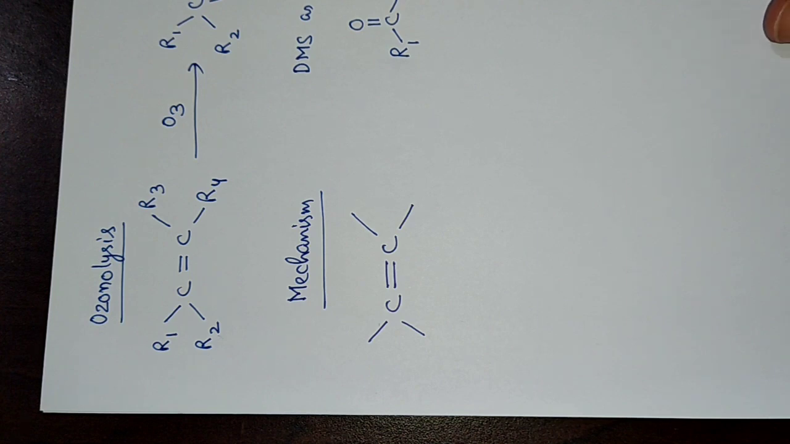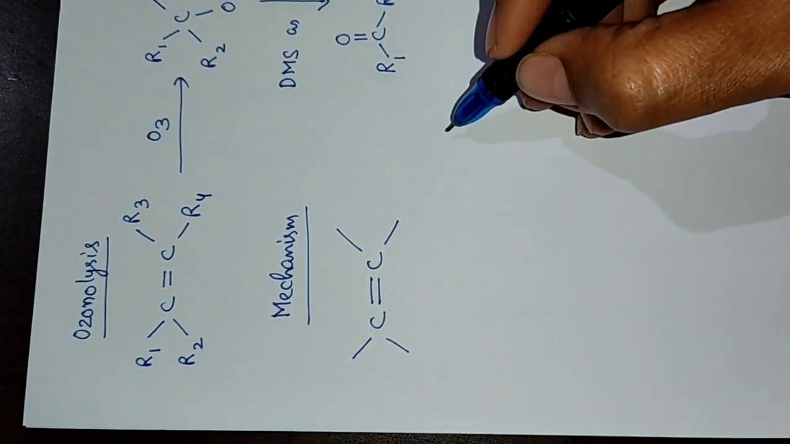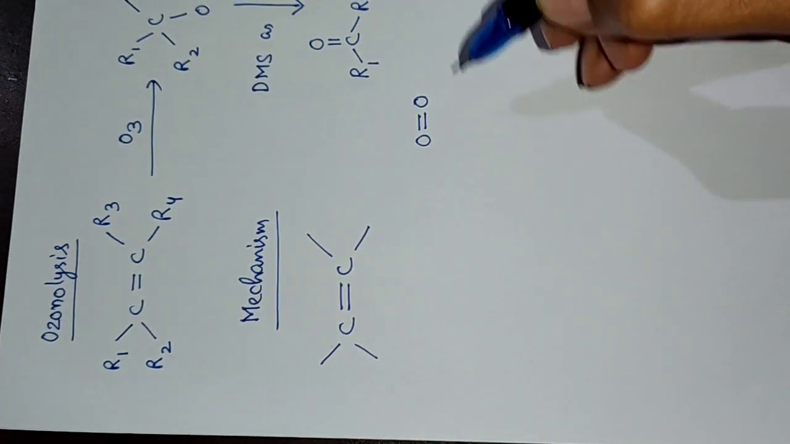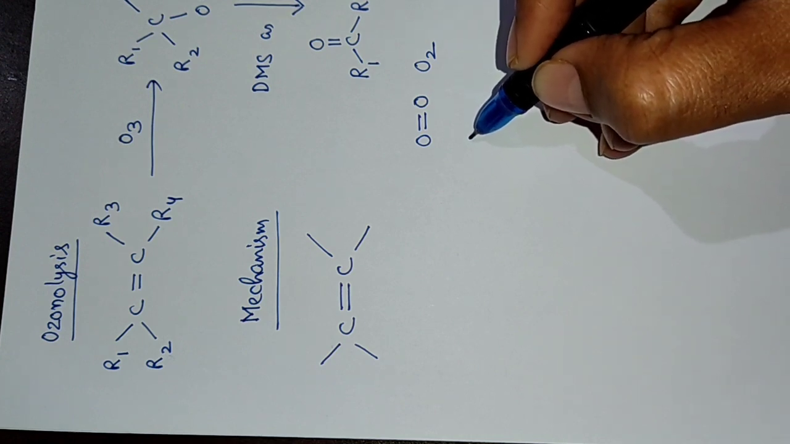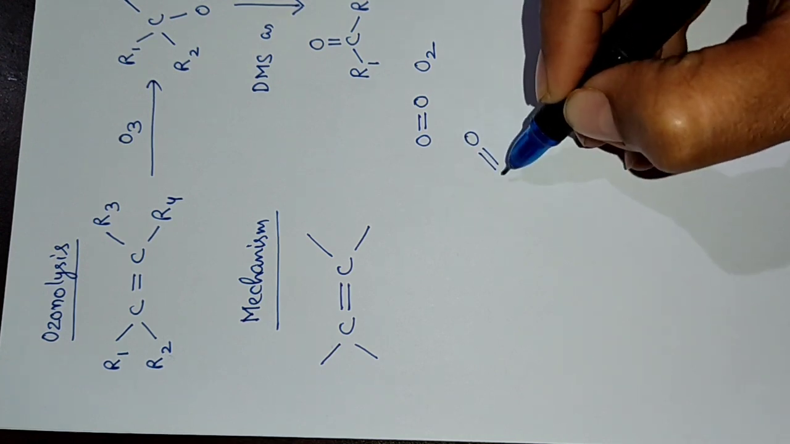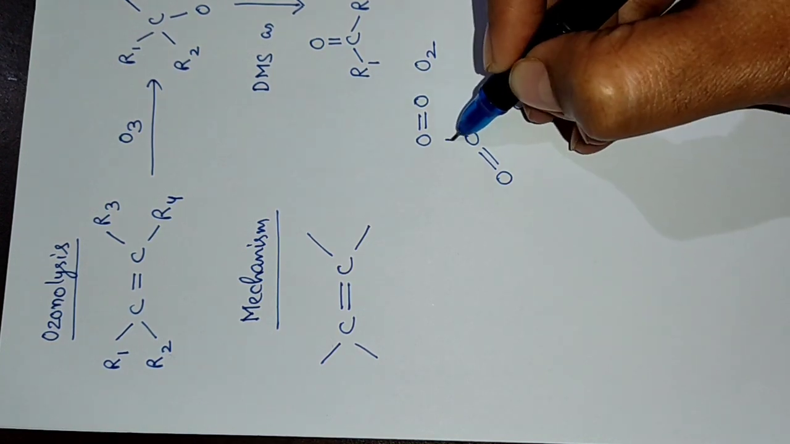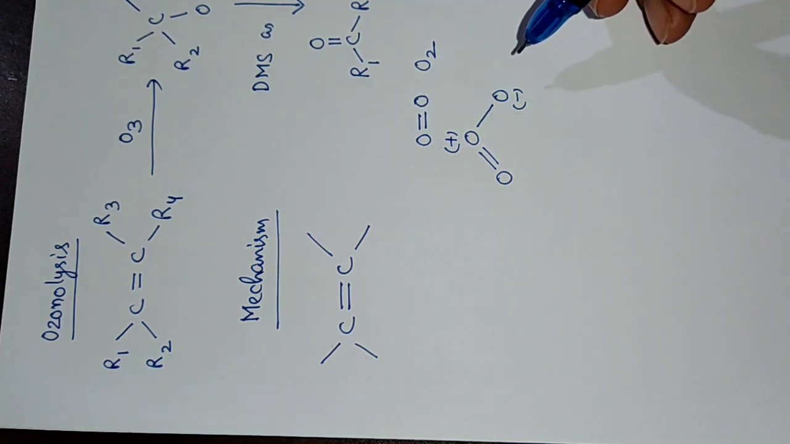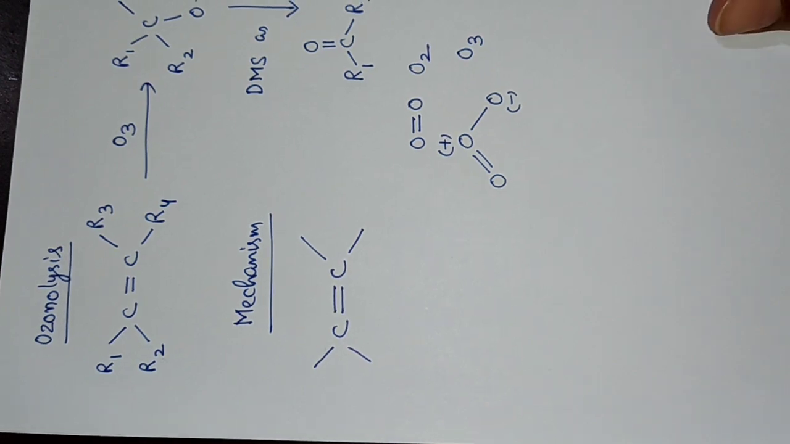Now, a double bond gets attacked by ozone. How does ozone look? This is dioxygen, and O3 is there is a coordinate covalent bond between the dioxygen and an oxygen atom. So this is the structure of ozone.